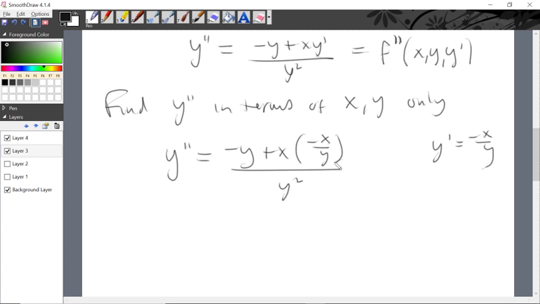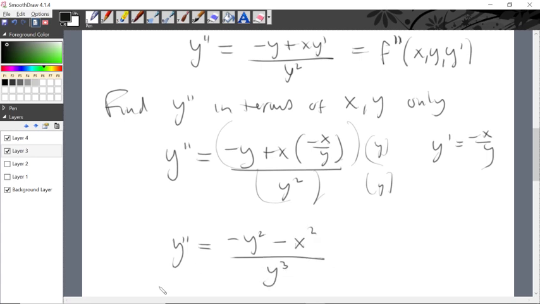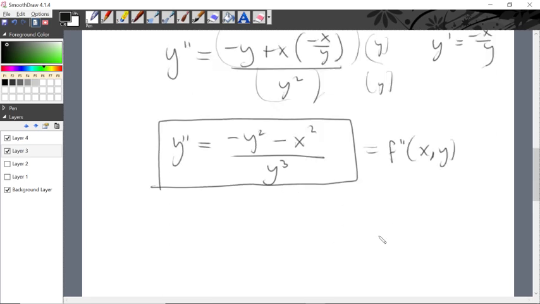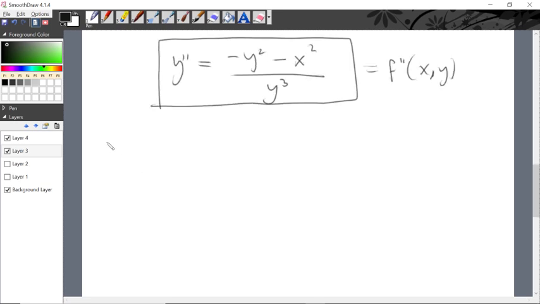Okay, so we can clean this up here. I'm going to multiply the top and the bottom of this by y. That's going to cancel this out. So we have y double prime is equal to negative y squared minus x squared over y cubed. So there's a formula for y double prime in terms of just x and y as the inputs. So if we know the coordinates of the point on the curve, we can find the second derivative at that point.